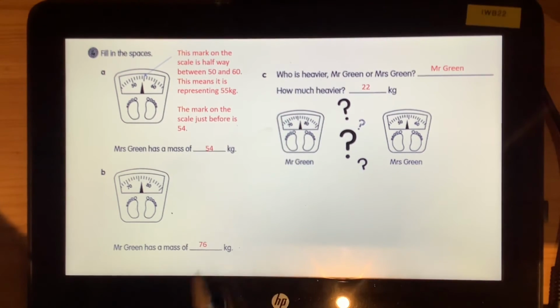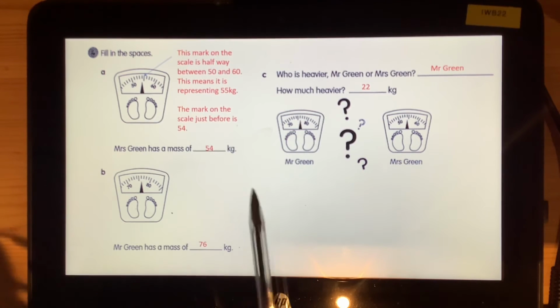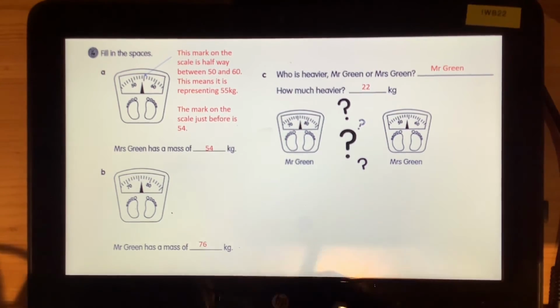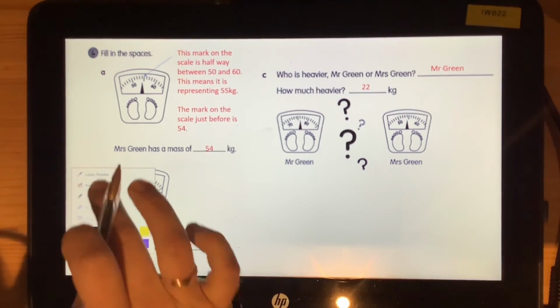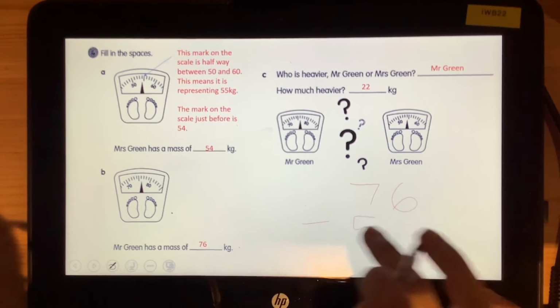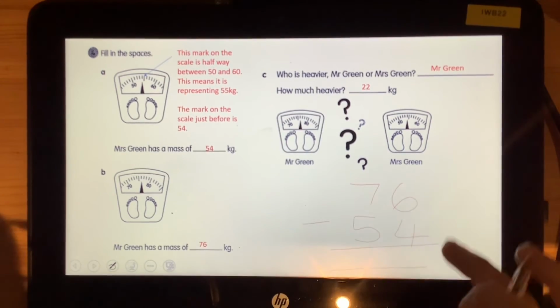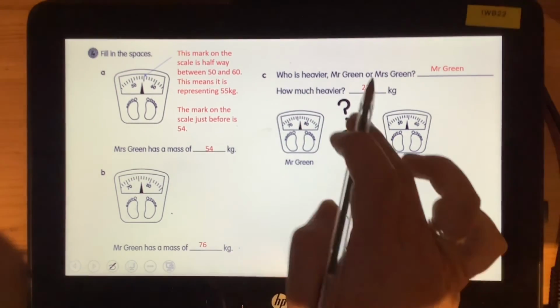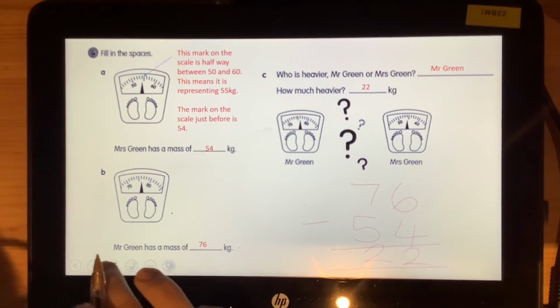So who is heavier, Mr. Green or Mrs. Green? Well, Mr. Green is heavier because he is 76 kilograms compared to 54. And how much heavier is he? Well, we have to do 76. In fact, let me do it for you. We have to do 76 take away 54. Well, 6 take away 4 is 2, and 7 take away 5 is also 2. So we know he is 22 kilograms heavier.